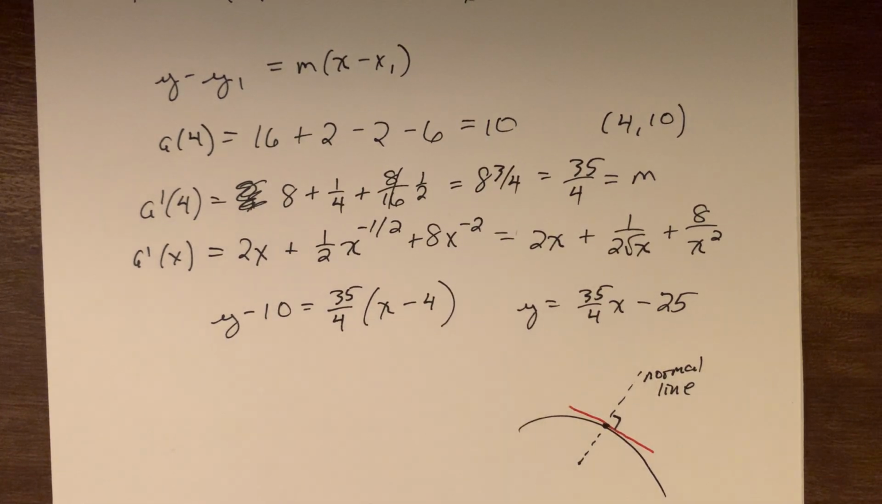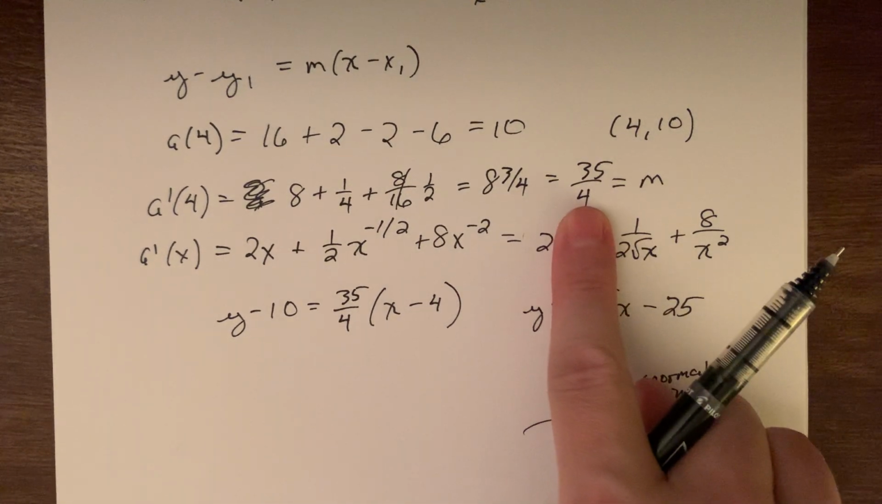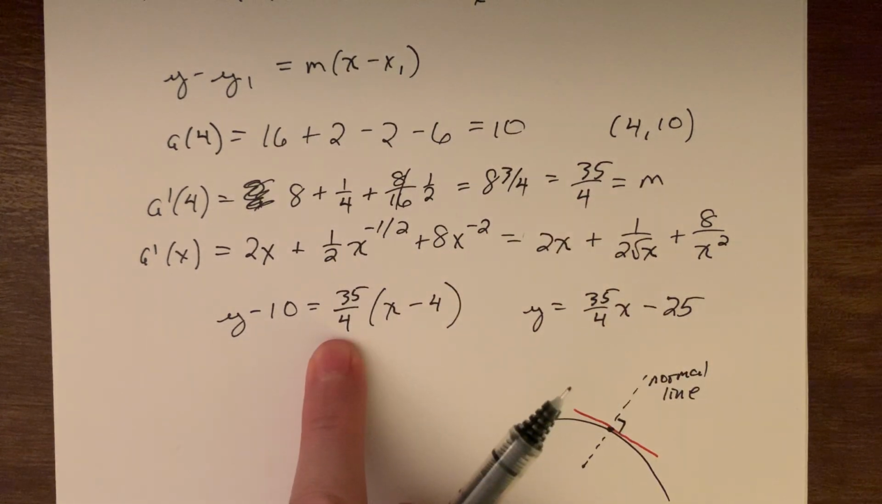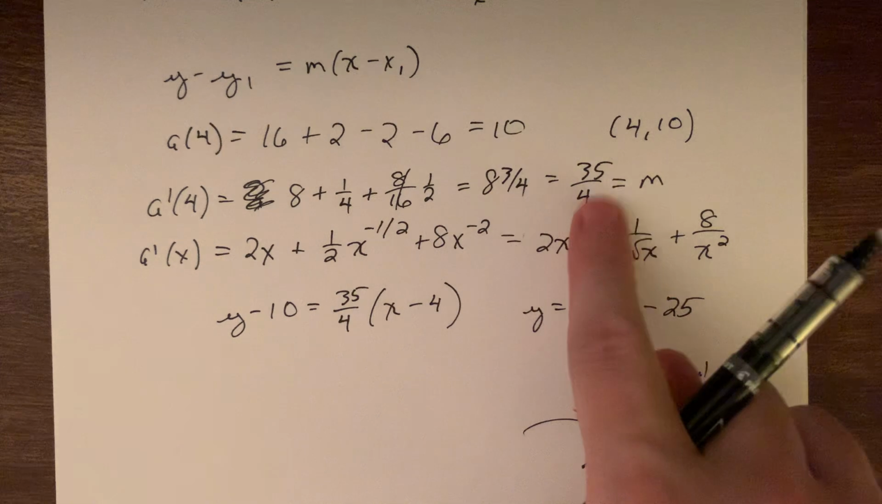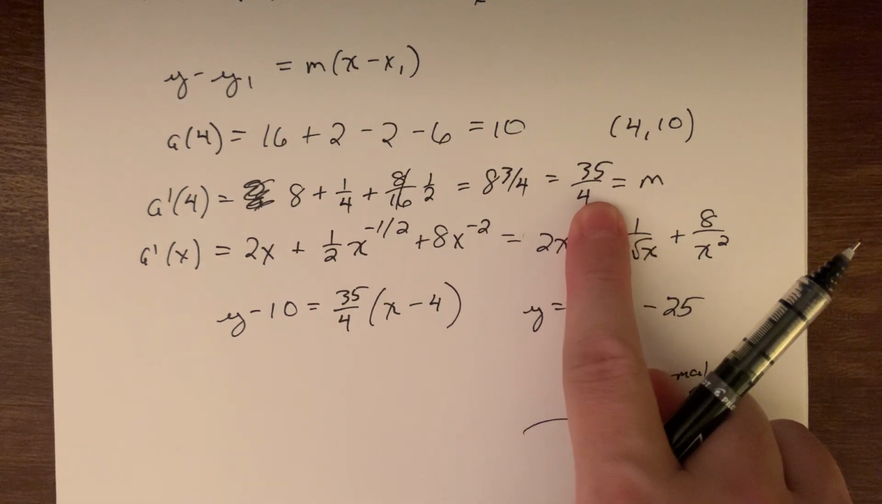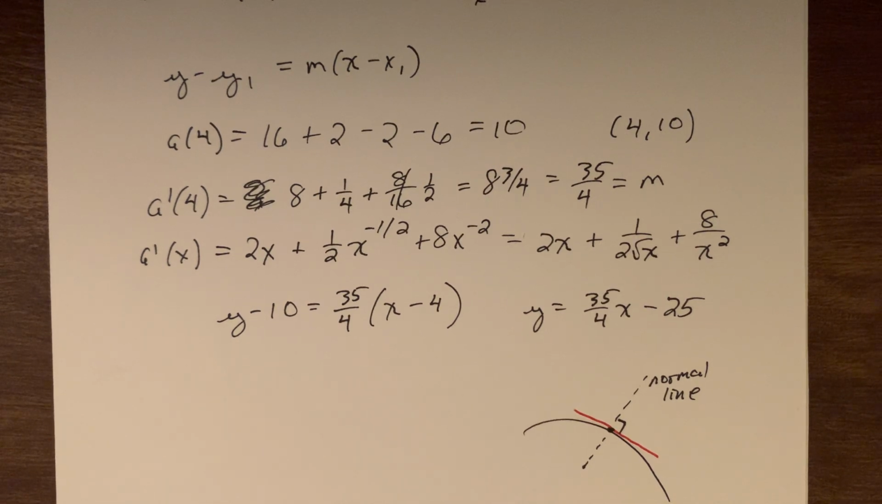So just a quick reminder, again, I'm only going to ask tangent line. The derivative gives us the slope of the tangent line, so that gets plugged in. But just a quick reminder, because there are one or two of these in the homework where they ask for a tangent and the normal line. The normal line is the perpendicular to the tangent line, and perpendicular lines have negative reciprocal slopes. So positive 35 over 4 for the tangent line, negative 4 over 35 would be the slope of the normal line.